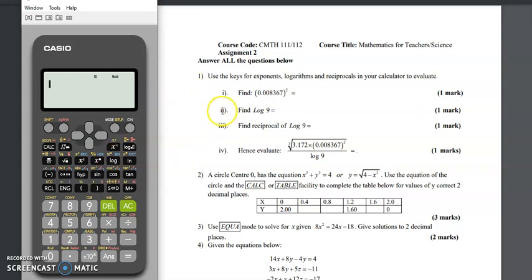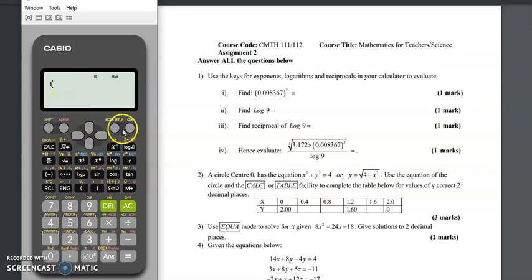So let's start from question number 1. As you can see, use the keys for exponents, logarithms and reciprocals in your calculator to evaluate the following. We are to find (0.008367) squared. So let us plug that into our calculator.